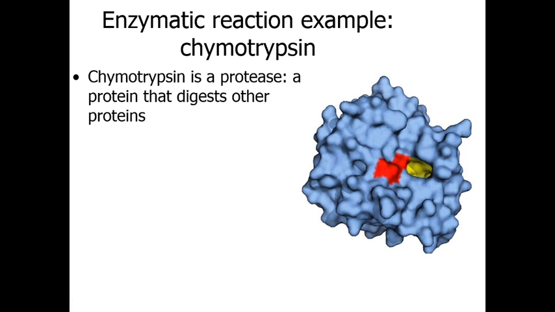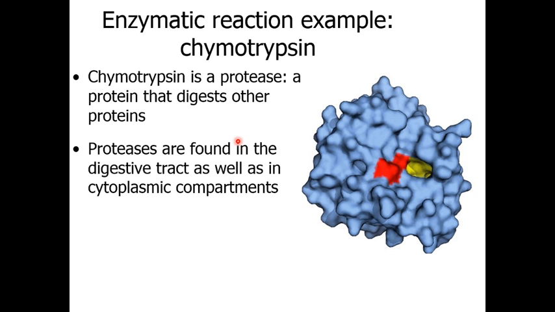Chymotrypsin is a protease, which means that it can cleave peptide bonds. A protease is a protein that digests other proteins. And when I say digest, it means cleaving the peptide bonds in a protein and making individual peptides from them. Proteases are commonly found in the digestive tract as well as in cytoplasmic compartments. There are so many different proteases that can function at acidic pH in our gut.